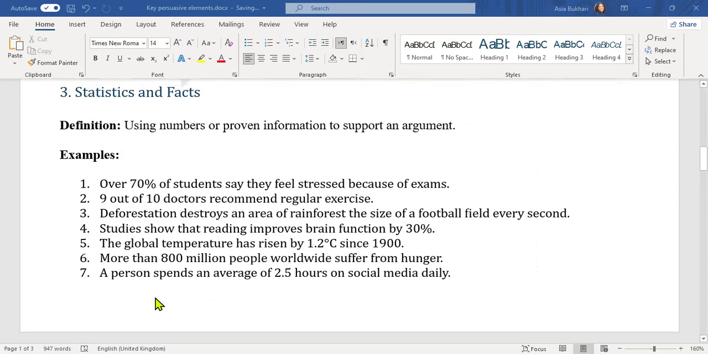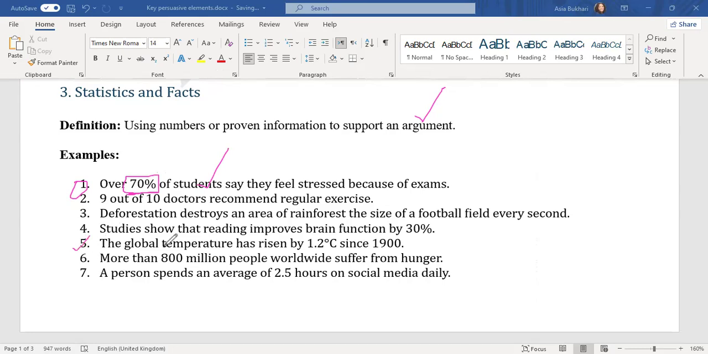The next thing on the list is the use of facts and figures, and they are very important. You know that if something is proven with some information or supported with facts and figures, then that makes our argument really authentic. Look at the first example. Over 70% of students say they feel stressed because of exams. So with the use of this percentage of students, you see that this statement at once becomes really authentic and really reliable. So this is how you can bring reliability, authenticity to your directed writing.